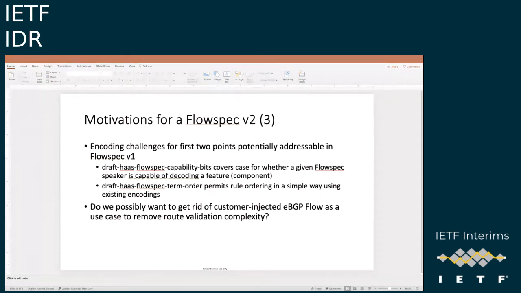The other question that we had is something that was sort of new in the last week or so. One of the big pieces of complexity in the FlowSpec RFC is dealing with customer-injected eBGP routes. It's not a common use case. It's almost never seen at this point, but an awful lot of the validation procedures are wound up in supporting that. The FlowSpec OID document provides mechanisms to shut that off.